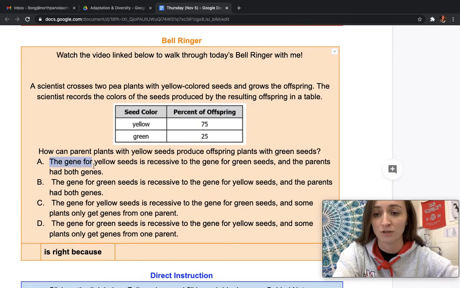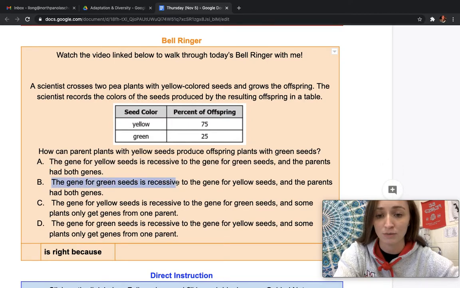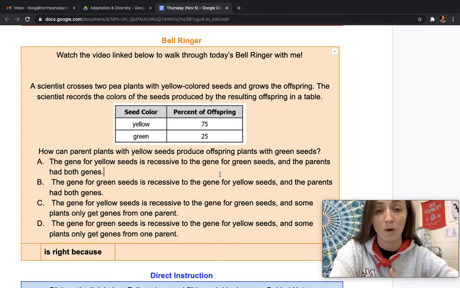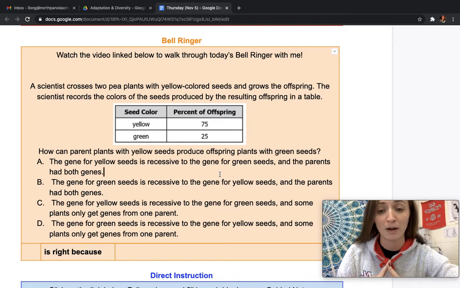First, the first part of each answer says the gene for yellow seeds is recessive to the gene for green seeds, or are we saying that the gene for green seeds is recessive? So remember, we have dominant and recessive. If a dominant allele is present, you only need one copy to show up. It will be seen in the phenotype. So if you just have one copy, because remember for each gene we're going to have two alleles, one from each parent. If one of them is dominant, you're going to see that trait. If it's recessive, you need to have both of the alleles be recessive to show up. That's those two lowercase letters.